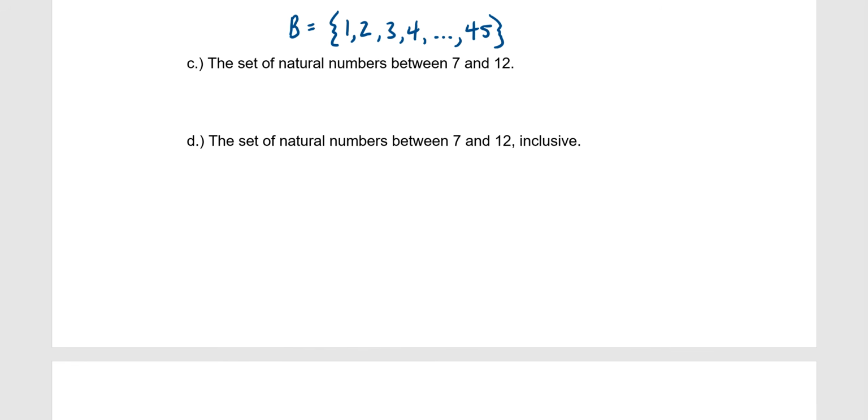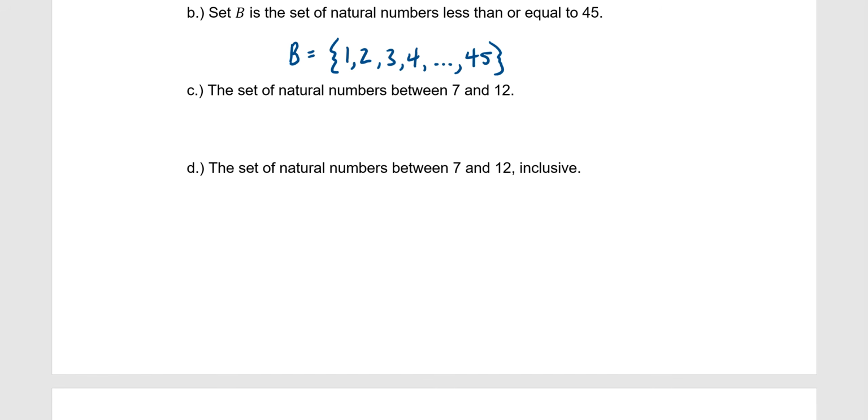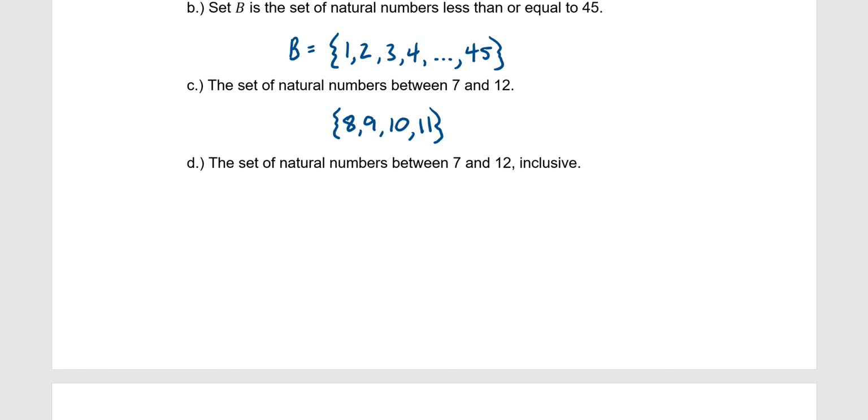Next one for C, the set of natural numbers between 7 and 12. Okay, so this is going to be the set. It doesn't have a set name here, so I'm just not going to name it. Between 7 and 12 is going to be 8, 9, 10, 11. So notice we did not include 7 and 12. We just have the natural numbers between 7 and 12.